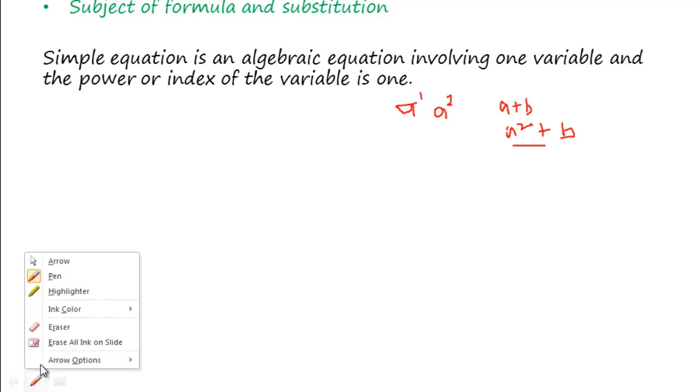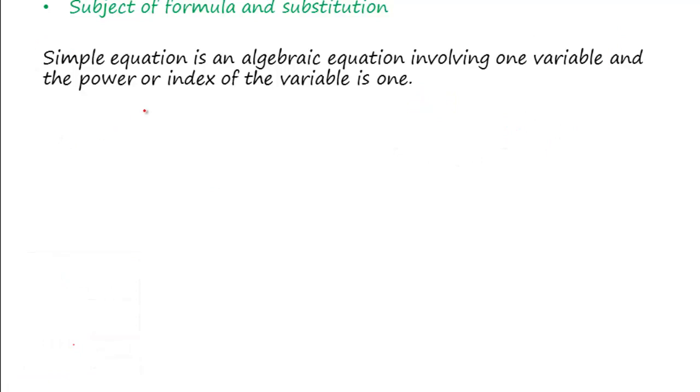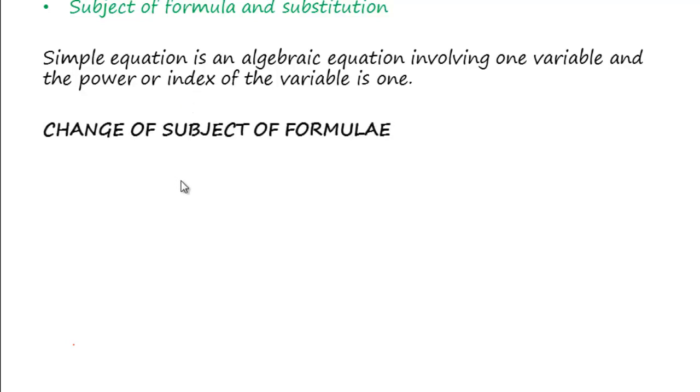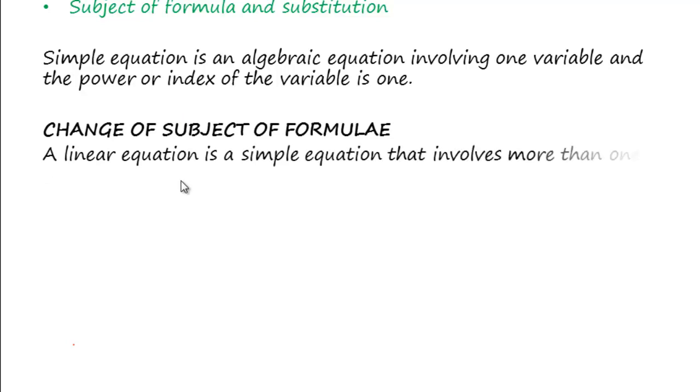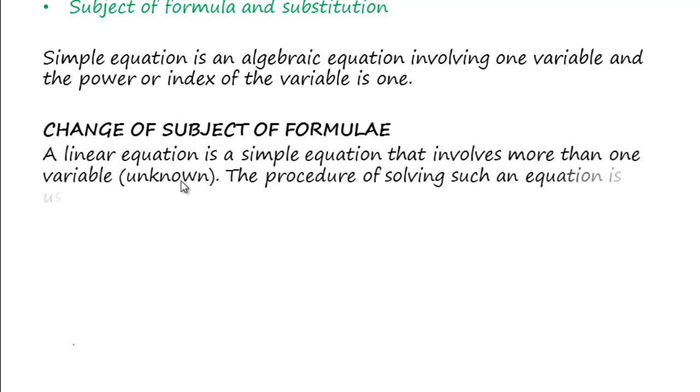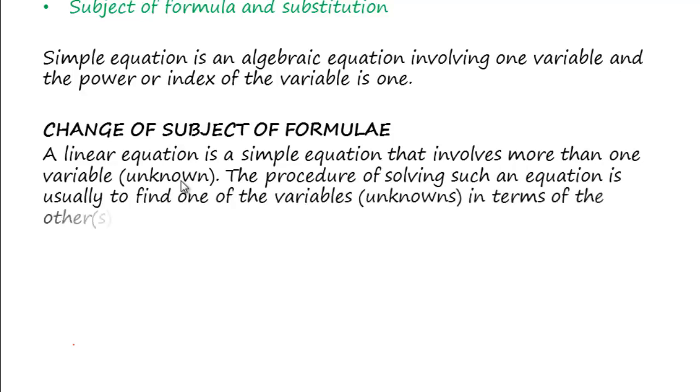So a simple equation is an algebra equation involving one variable and the power or index of the variable is just 1. So let's move on. Now change of subject of formulae. A linear equation is a simple equation that involves more than one variable, that is more than one unknown, and the procedure of solving such an equation is usually to find one of the variables in terms of the others. Are you following now?